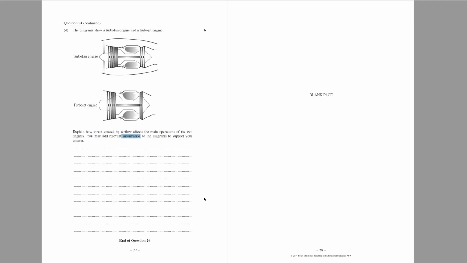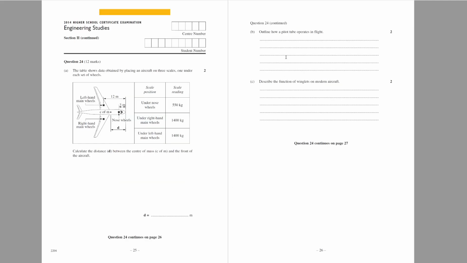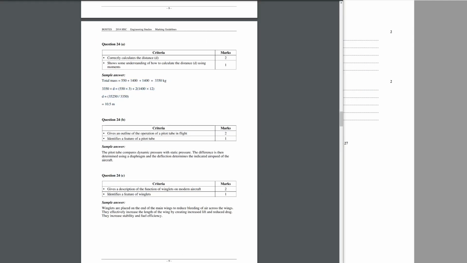I can't find this pitot tube question though. Oh, here we go. Outline how a pitot tube operates. The pitot tube allows incoming air to enter, and it compares the pressure of incoming air to static air. This is used to determine the flight speed, and it is also used to determine the altitude. That's my answer. I think it's pretty good for 2 marks.